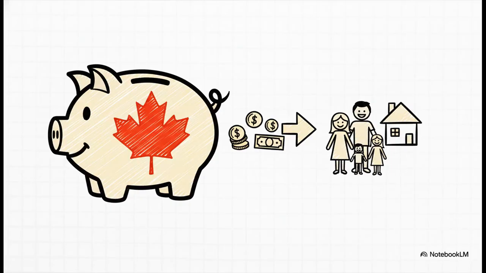So the GST credit, which was introduced right from the start back in 1991, was designed specifically to solve this fairness problem. It's a tax-free payment sent out 4 times a year to individuals and families with low and modest incomes. Its job is to directly offset the consumption tax they pay, making the whole system much, much fairer.